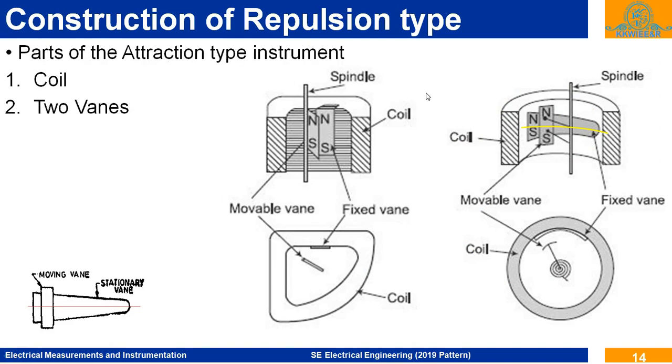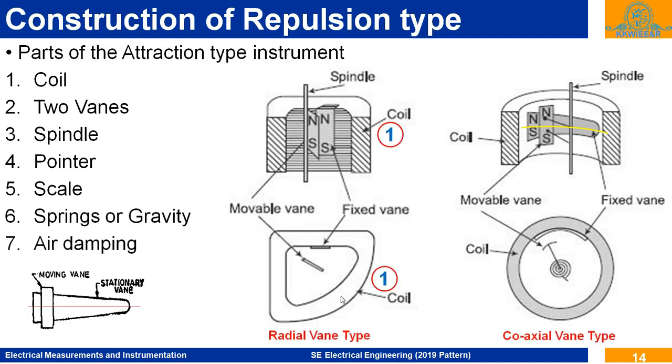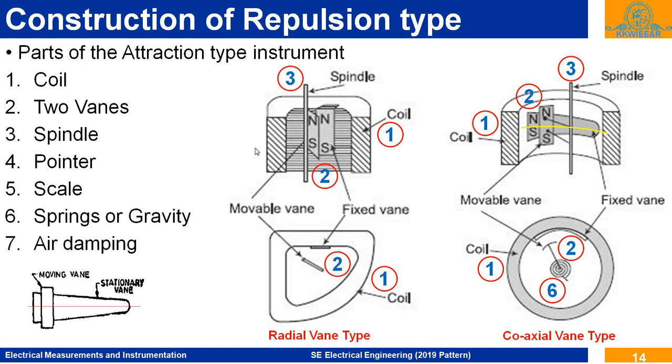Now we will see the construction of the repulsion type instrument. For this repulsion type instrument, there are two types of construction, radial vane and coaxial vane. Again, similar to the attraction type instrument, there is a stationary coil, a circular coil. In this case, there are two vanes, two metal pieces.